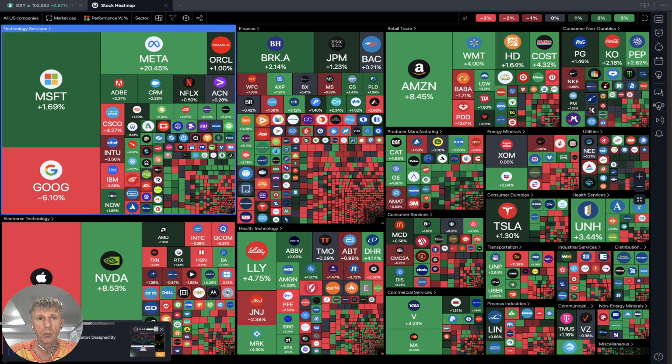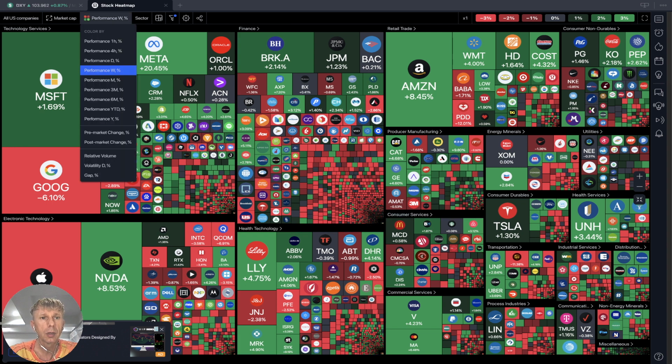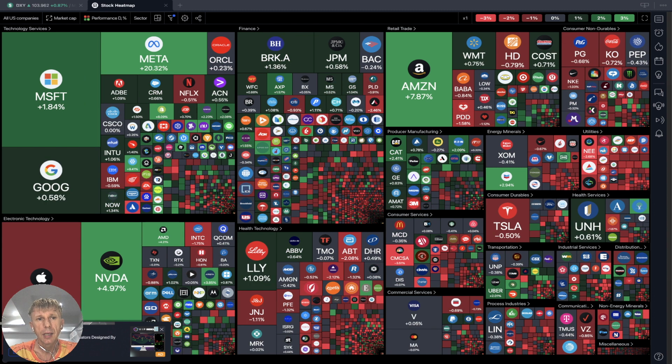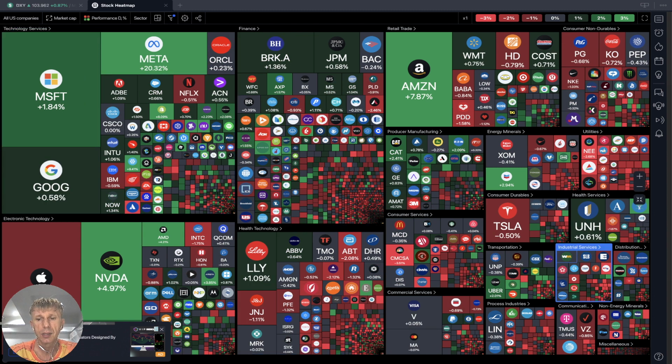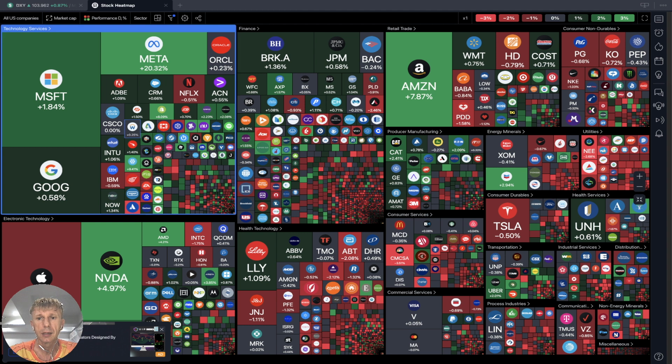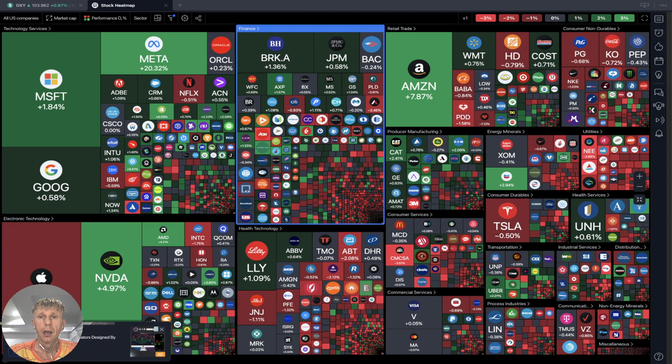Weekly is kind of mixed mode. Mega 7 stocks are green. The rest of the stock market is kind of mixed mode, red and green. Let's see what's going on daily, right? Daily, everything is red except Mega 6. Tesla negative, Apple negative. That's what we have.